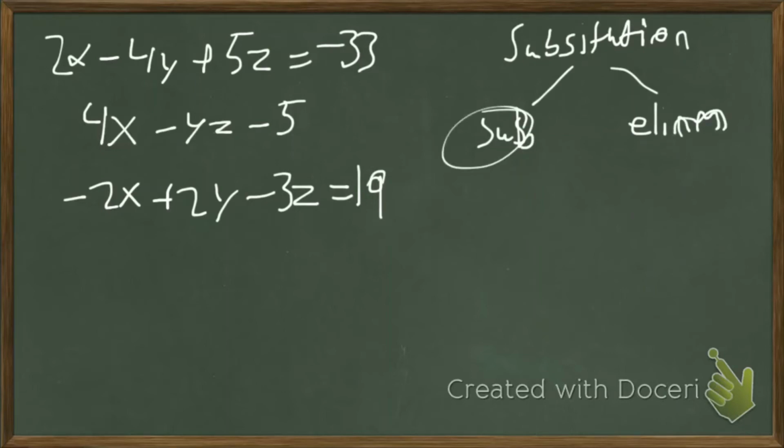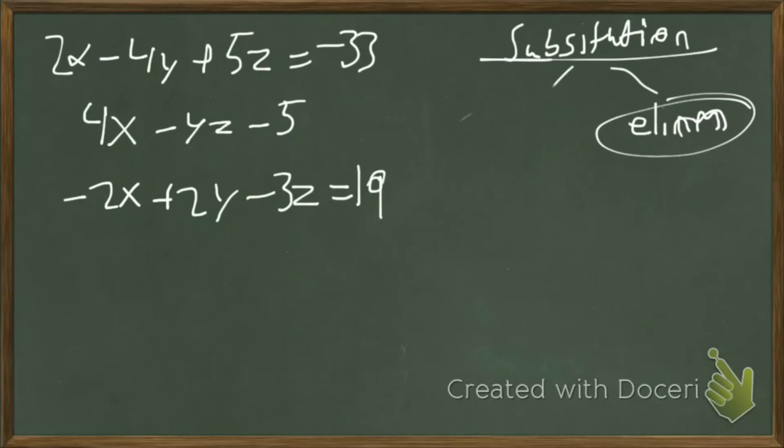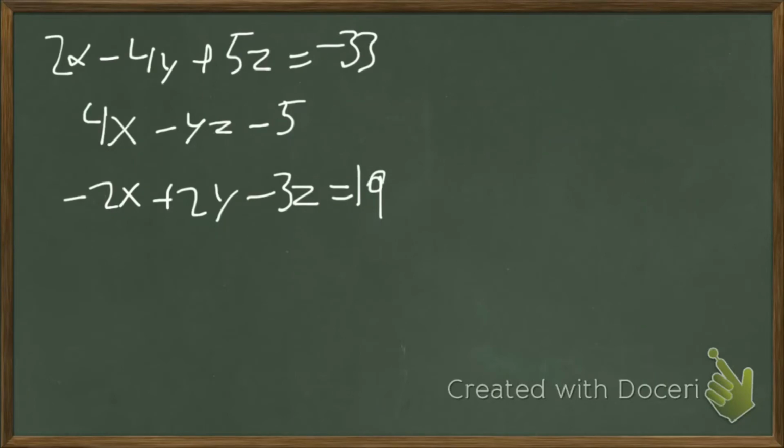So I'll do this way and this way after starting with substitution. So let's start with the question. The question is solve for x, y, and z. I'm going to label these equations 1, 2, and 3.